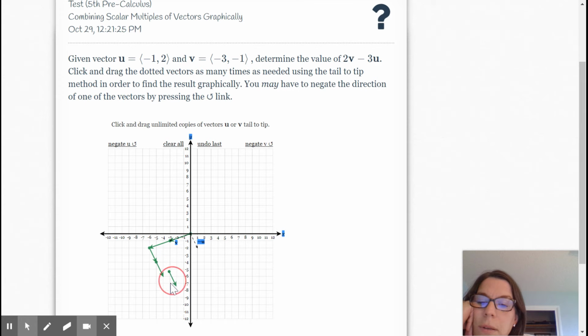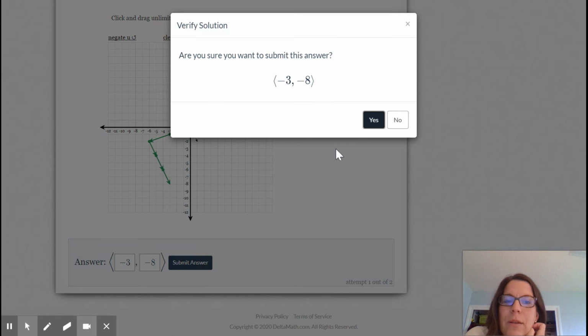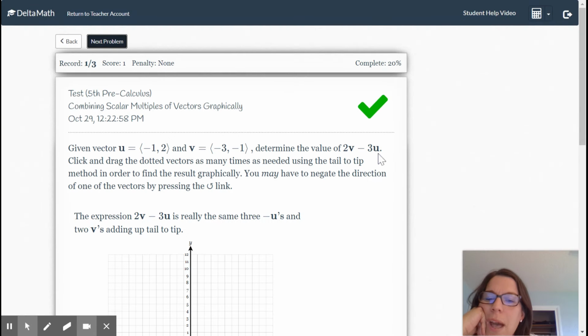And you just grab it. You can basically see what's happening. So you had 2 of vector v, and then you subtracted 3u, or added 3 -u's. I keep saying that wrong. I'm so sorry. -3, -8. Let's see if I did it right. Cross my fingers. I got it right.